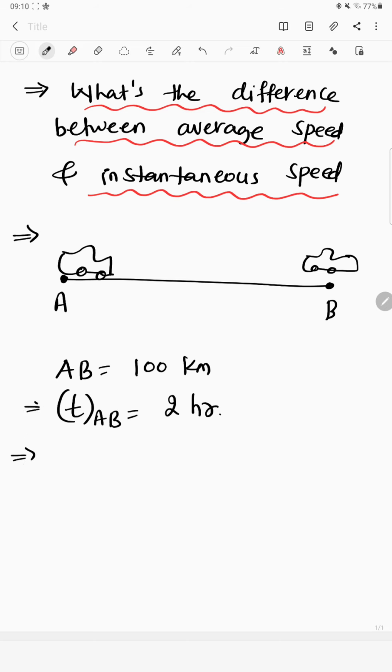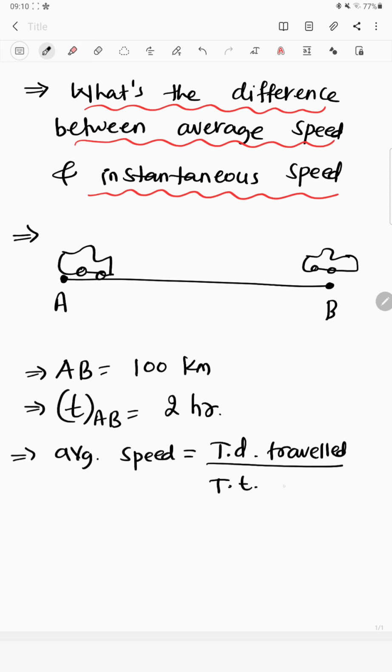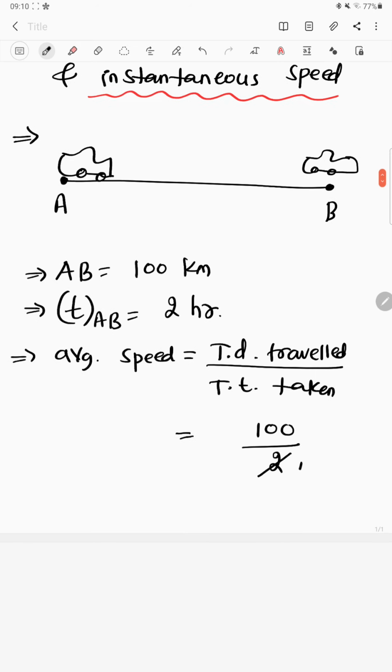Now if you find out average speed, everybody knows the formula, no? Average speed is equal to total distance traveled divided by total time taken. The total distance is 100 and the total time is 2 hours. So that is 2 fives are 10, then 0. This 50 kilometer per hour is known as average speed, right?